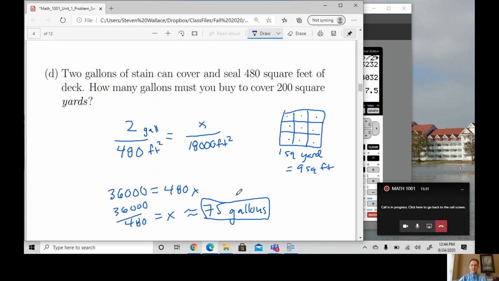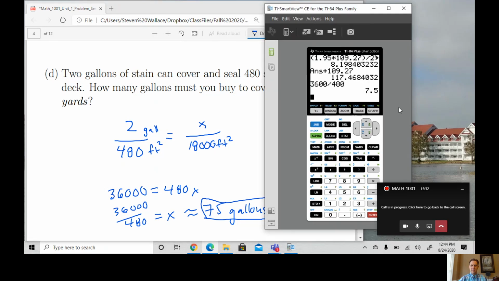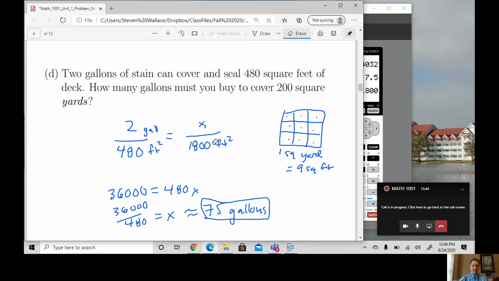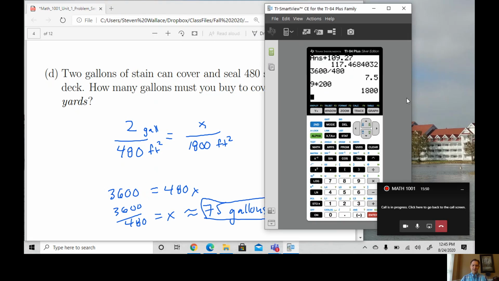Right? 9 times. Wait a minute. No, it's not. Hold on. I was right the first time, wasn't I? Yeah. Okay. Sorry. My notes were off. All right. So this was right the first time. So it should be 7.5 gallons.